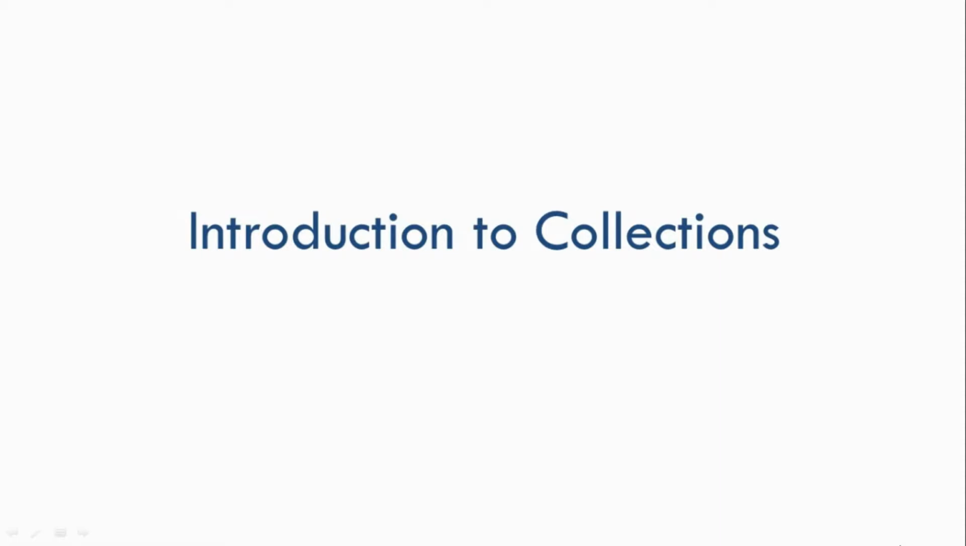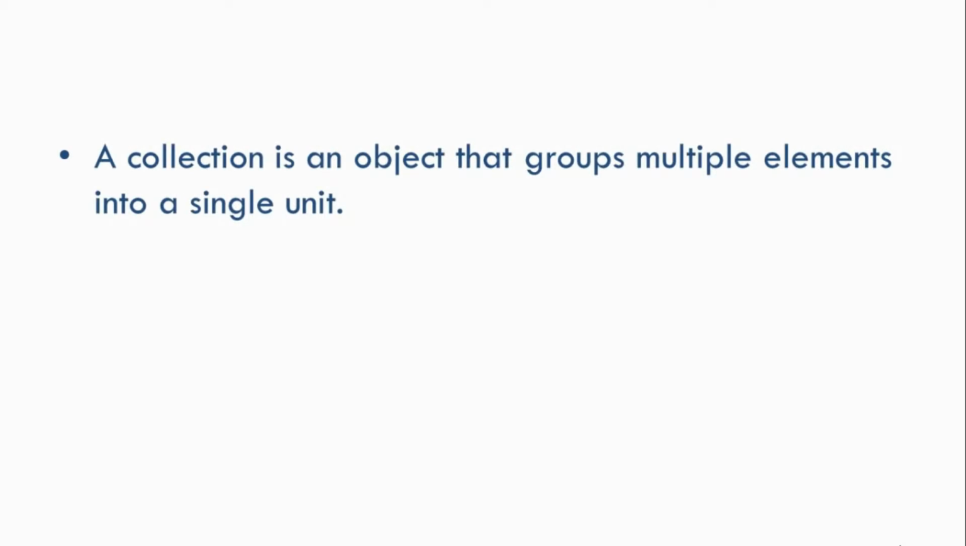Now, in simple terms, a collection is an object that groups multiple elements into a single unit. Now, you all must be aware of an array data structure, right? So an array in Java is also an object that groups multiple elements into a single unit. But an array does not come under collections.